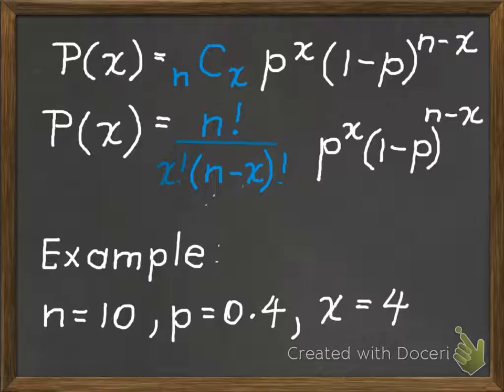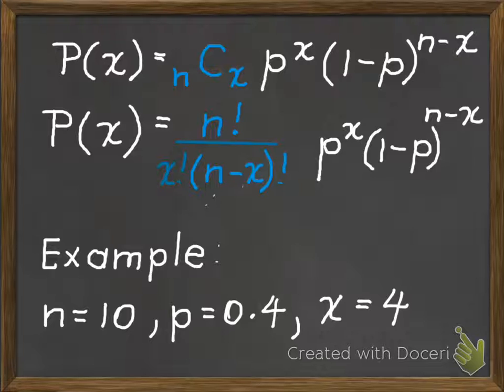So you see in the blue, I've written out the formula for the combination. And I'm going to use the example where n, which is the number of trials, is 10. p is the probability of success, 0.4. And the question asks to compute the probability of x successes, where x is 4. So 4 successes in 10 independent trials of an experiment.